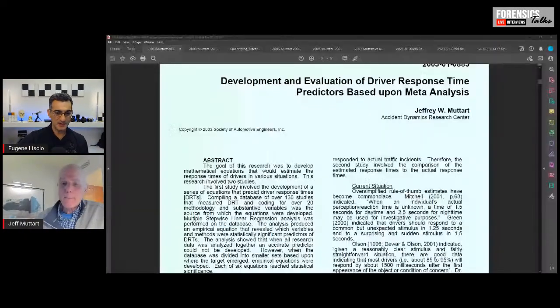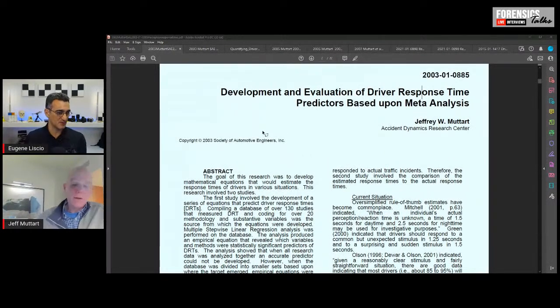Let me show something here, because I want to get into some of the research that you're doing. And I'd like to start with some of the early research that you started, and then we can lead up to maybe some of the more recent stuff that you've done. So there's some papers here. This one, development and evaluation of driver response time predictors based upon meta-analysis. So this is where I think you gathered a whole bunch of data from different studies, and then you're pulling out some information from this. So what was going on at that time that had you doing this?